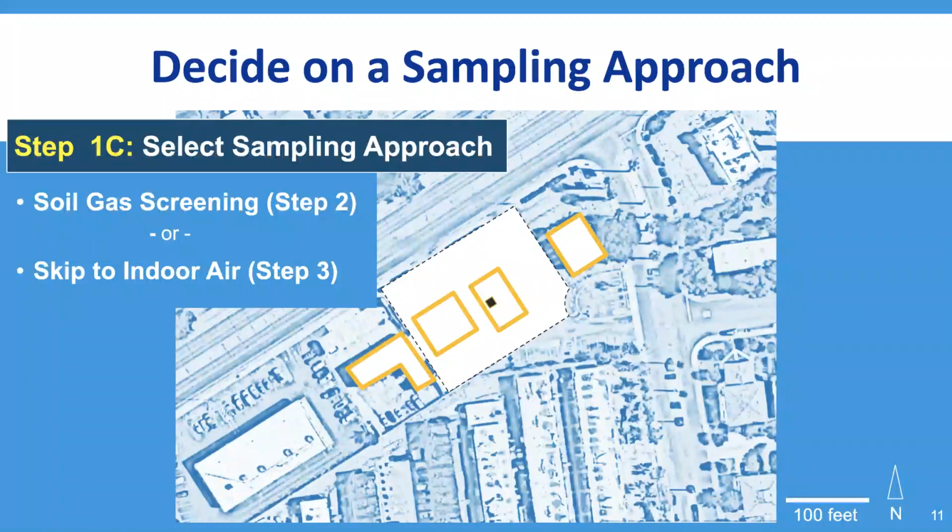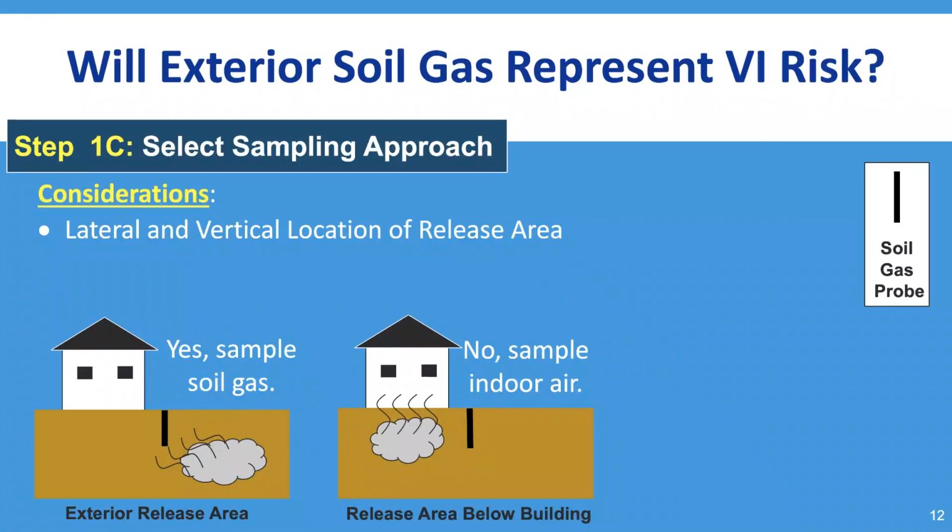Now we need to decide on a sampling approach. Step 1C explains how to decide if a building should be screened using soil gas sampling, as described in Step 2, or if you should skip directly to indoor air sampling, as described in Step 3. In order to decide on the correct sampling approach, we need to decide whether exterior soil gas sampling is likely to be representative of the VI risk for each building.